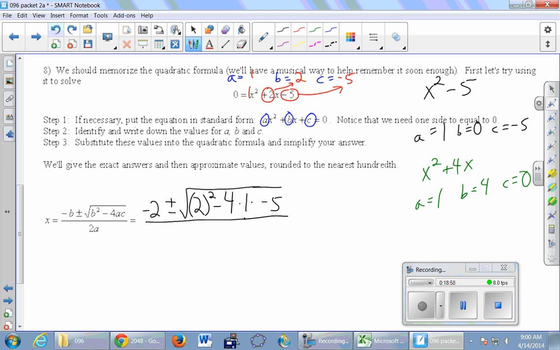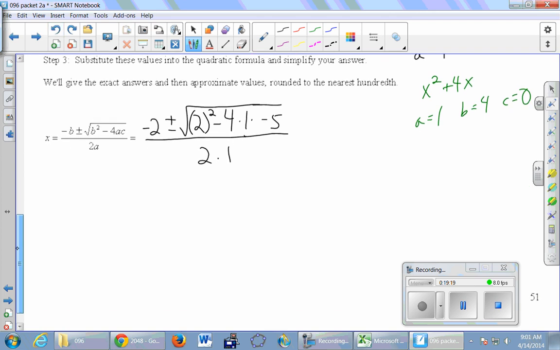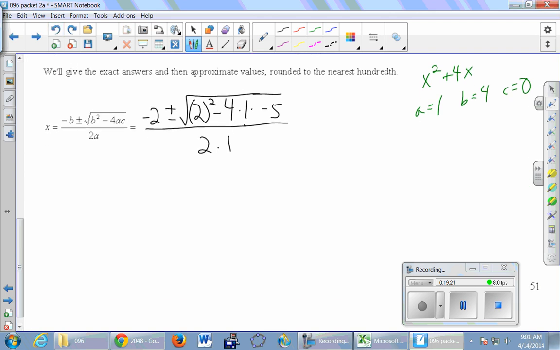Notice I put dots in between them. Also notice I didn't try to do all this in my head. It's really easy to lose track of minus signs when you do too much in your head. So just write it all out very carefully. Take your time. Downstairs is 2 times A. 2 times 1. Okay. Questions on plugging into the quadratic formula?